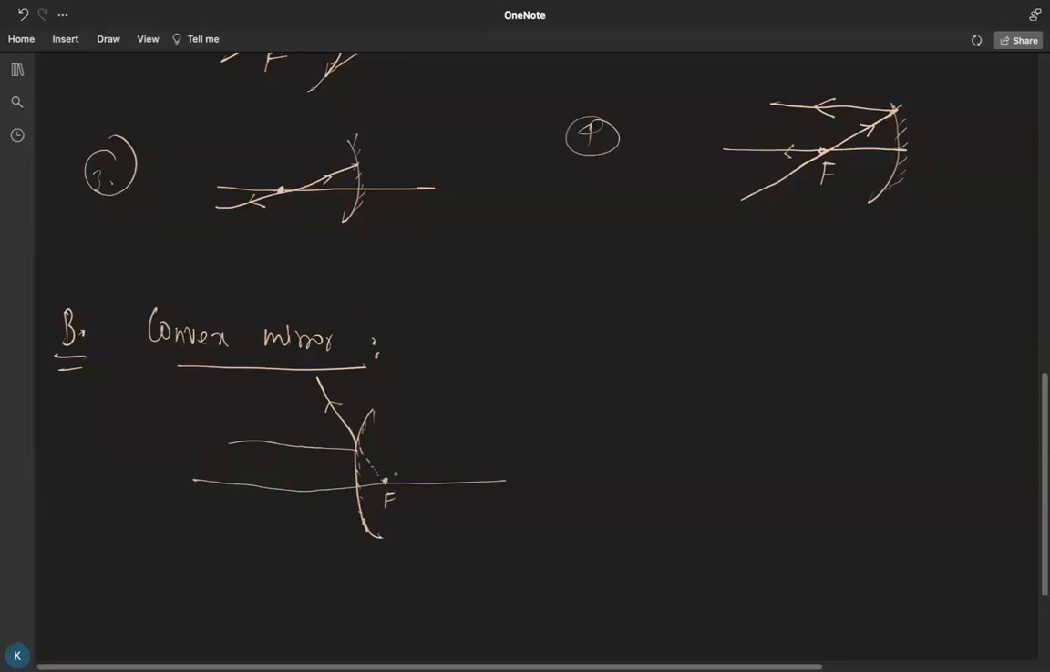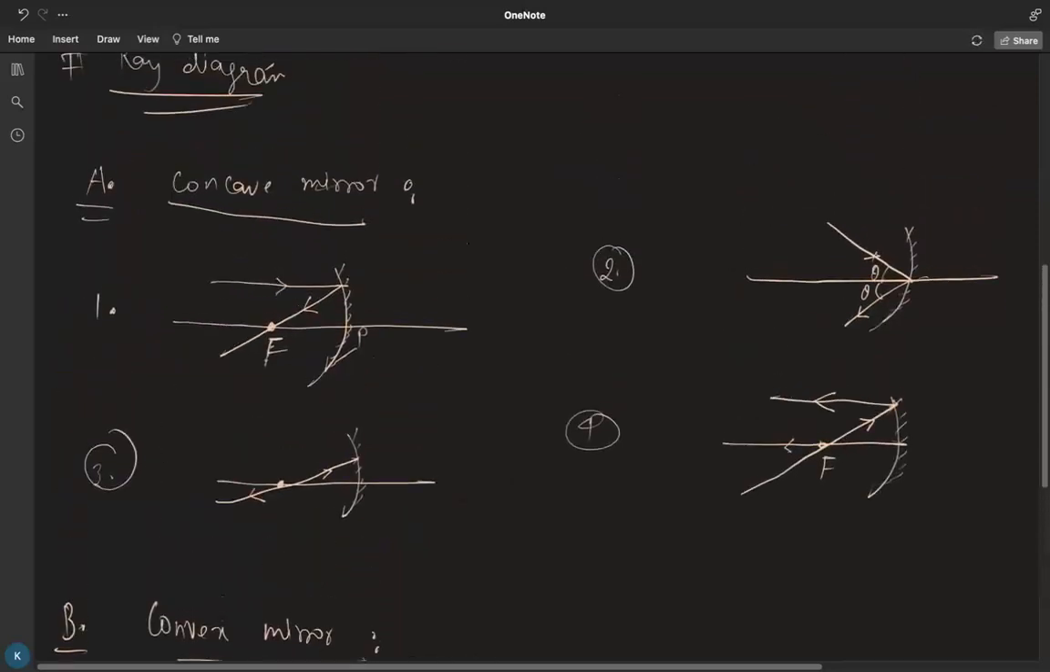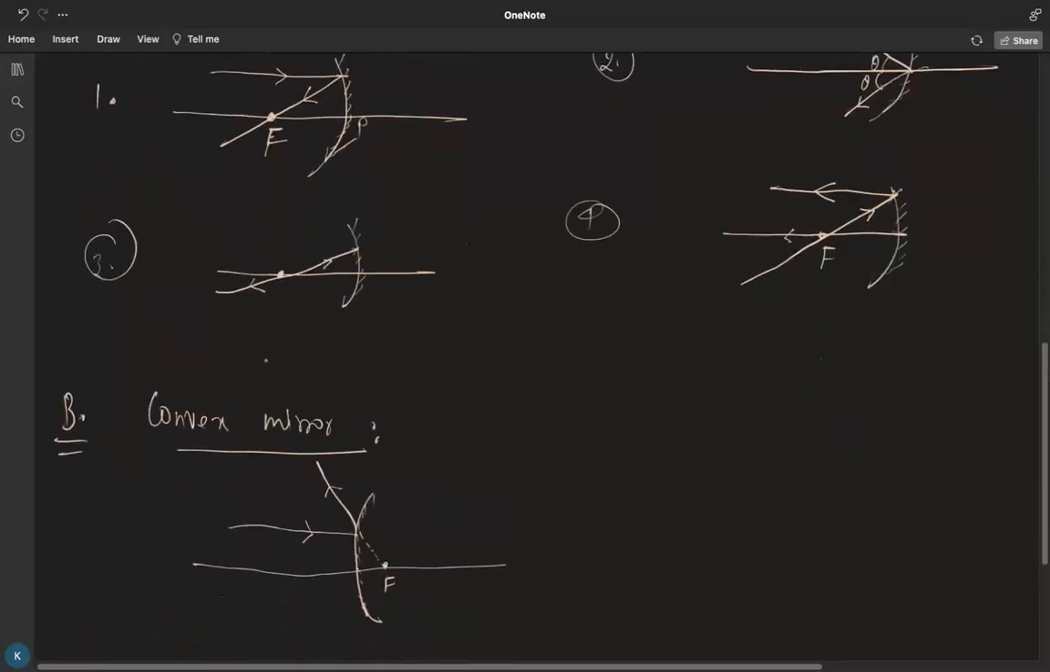The concept is the same. Whenever a ray of light is incident parallel to the principal axis, then after reflection, it either passes through the focus or appears to pass through the focus. In the concave mirror case, it actually passes through the focus. But in the case of convex mirrors, it appears to pass through it. So that's what I'm trying to say.